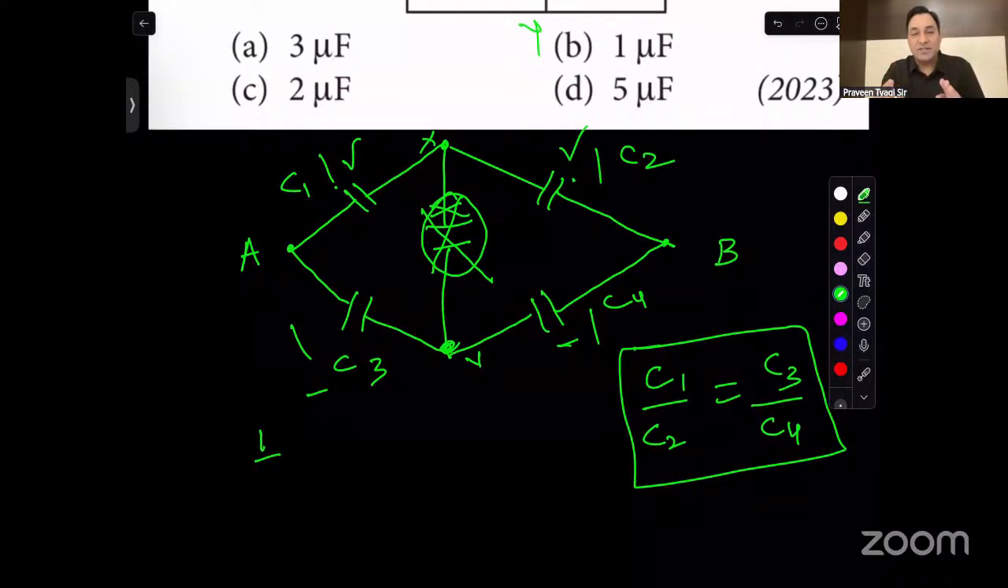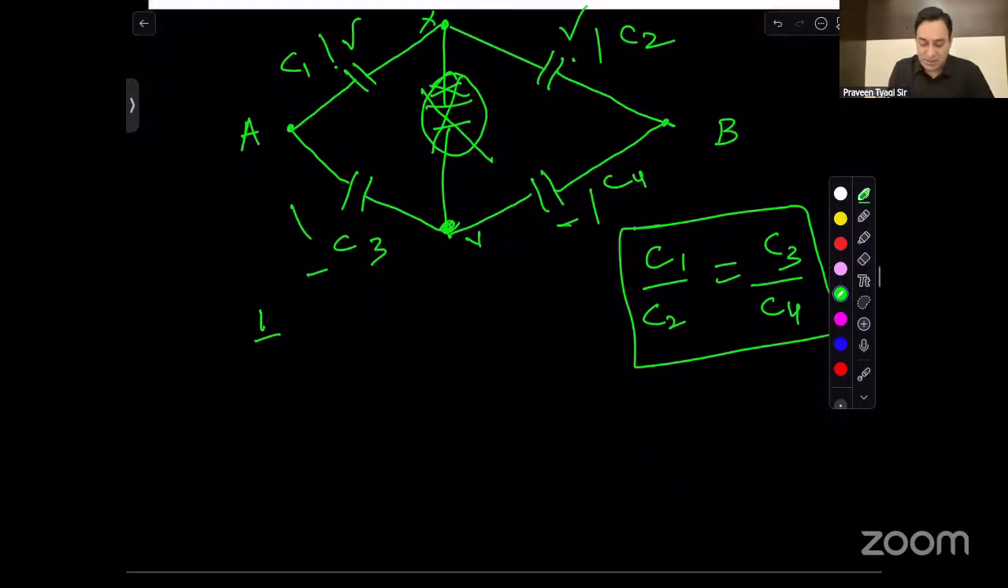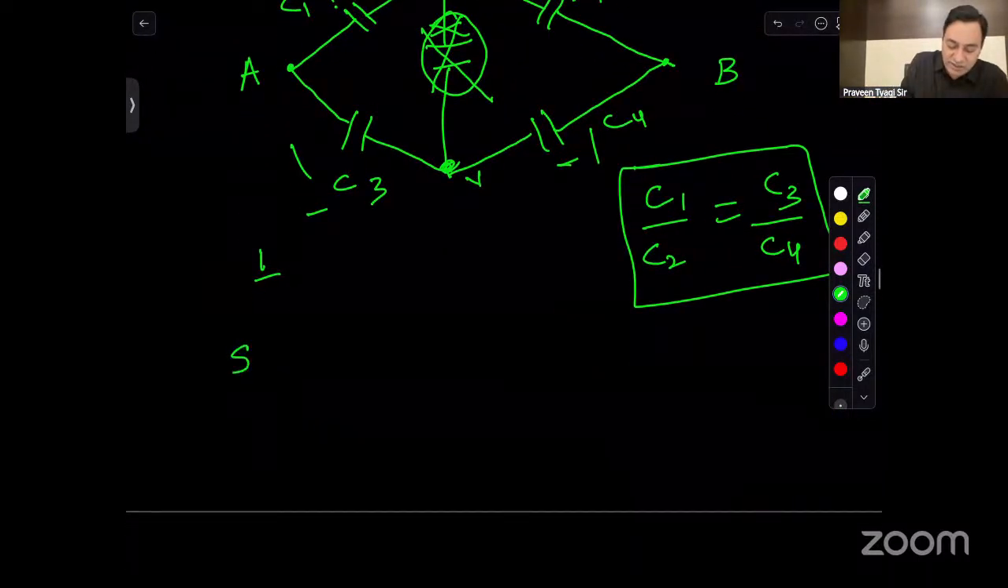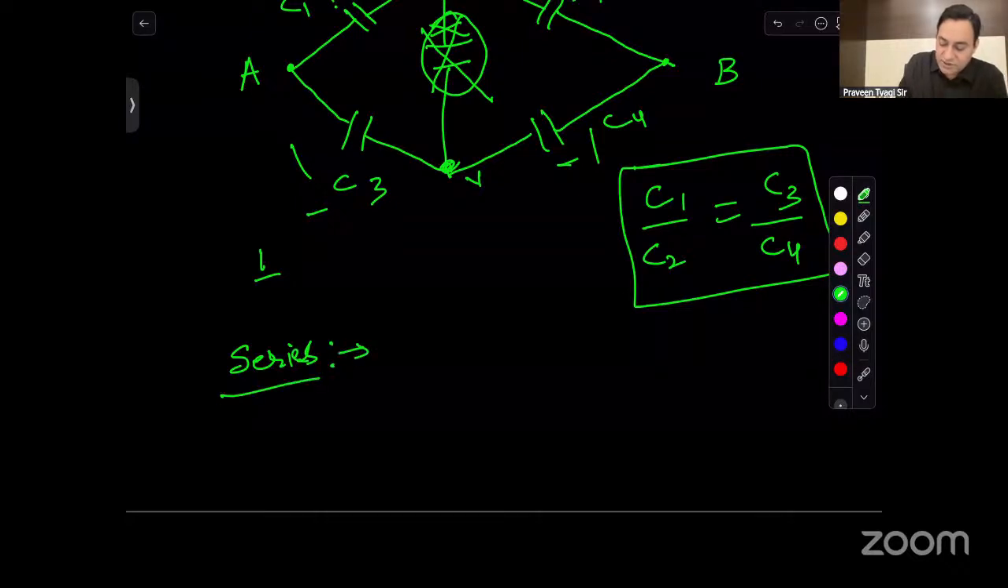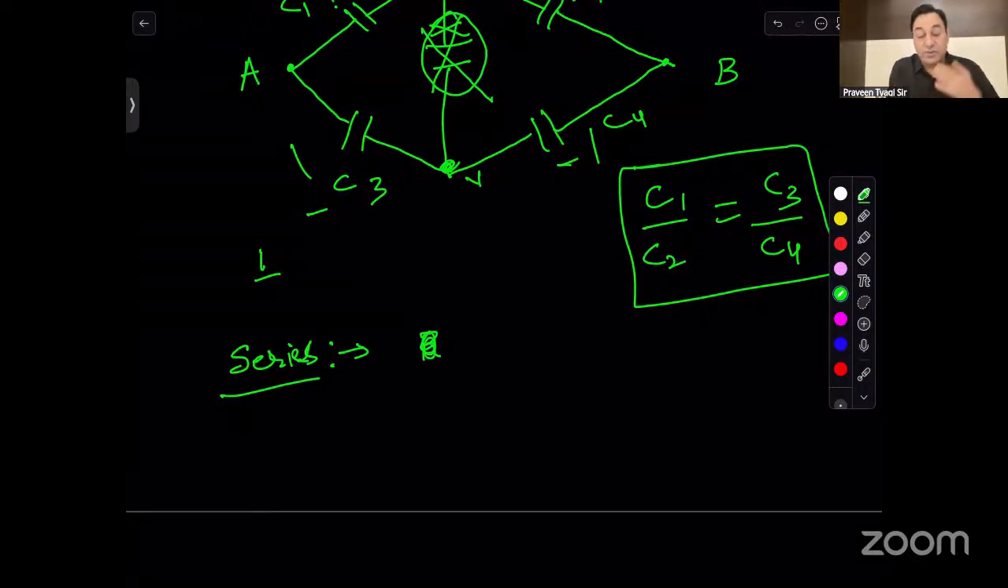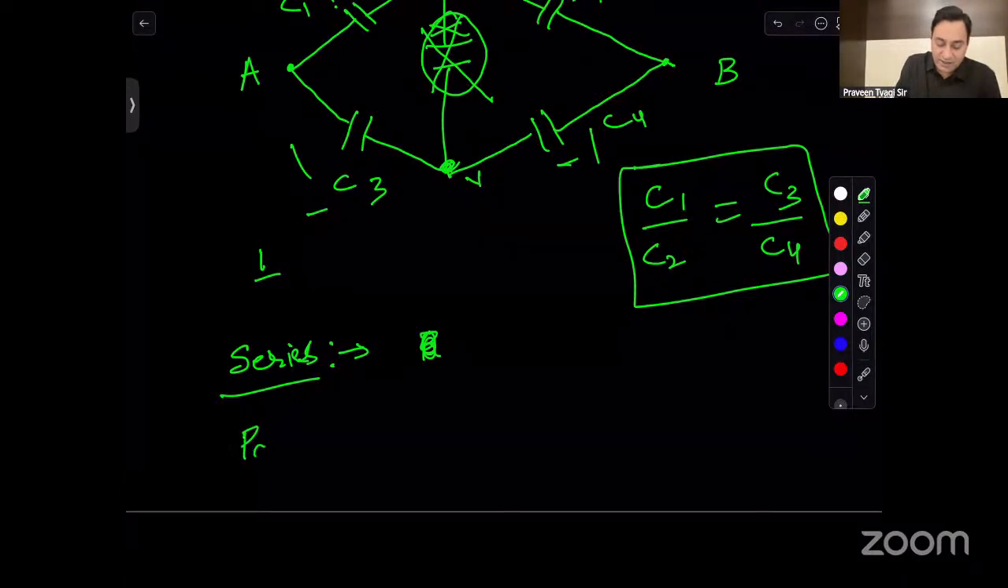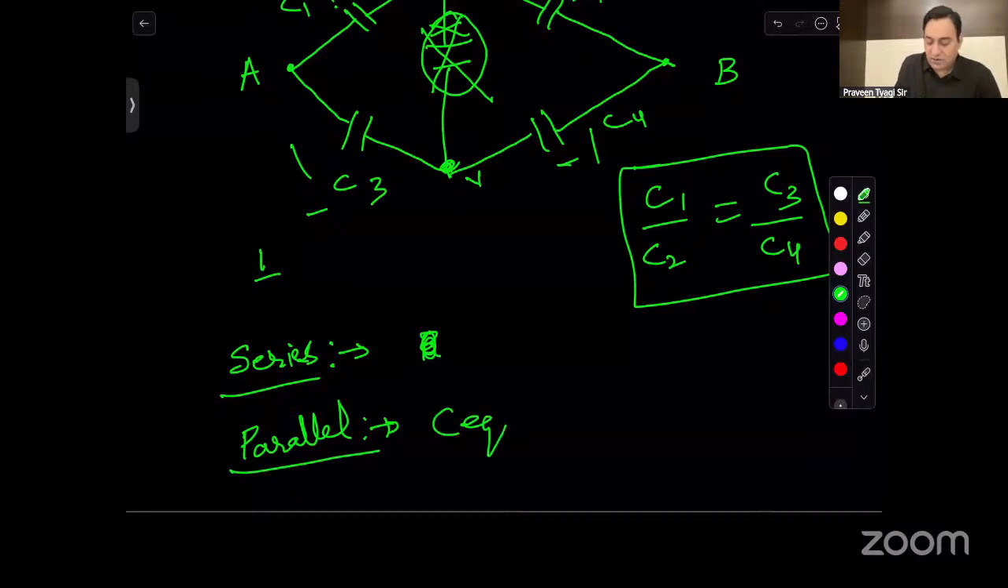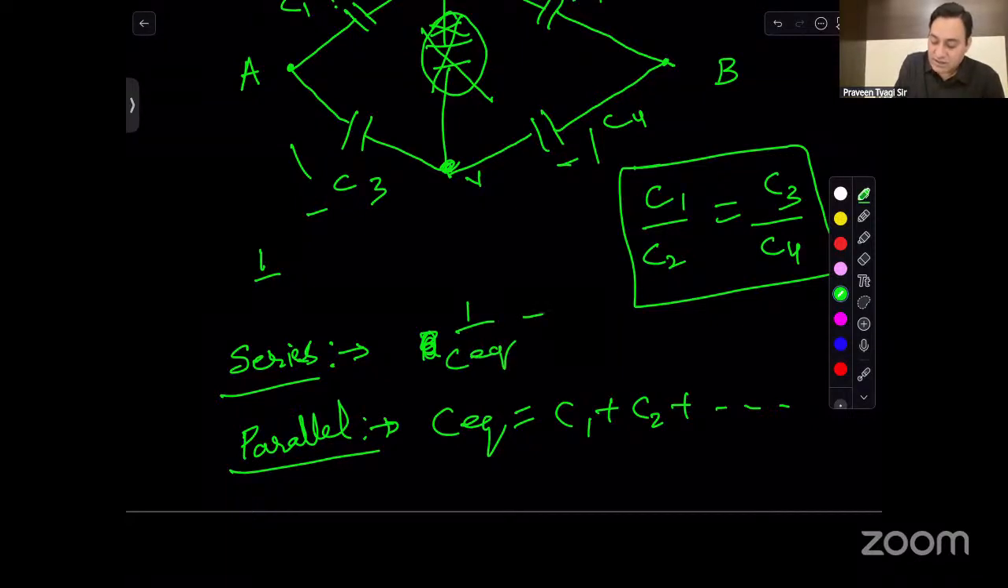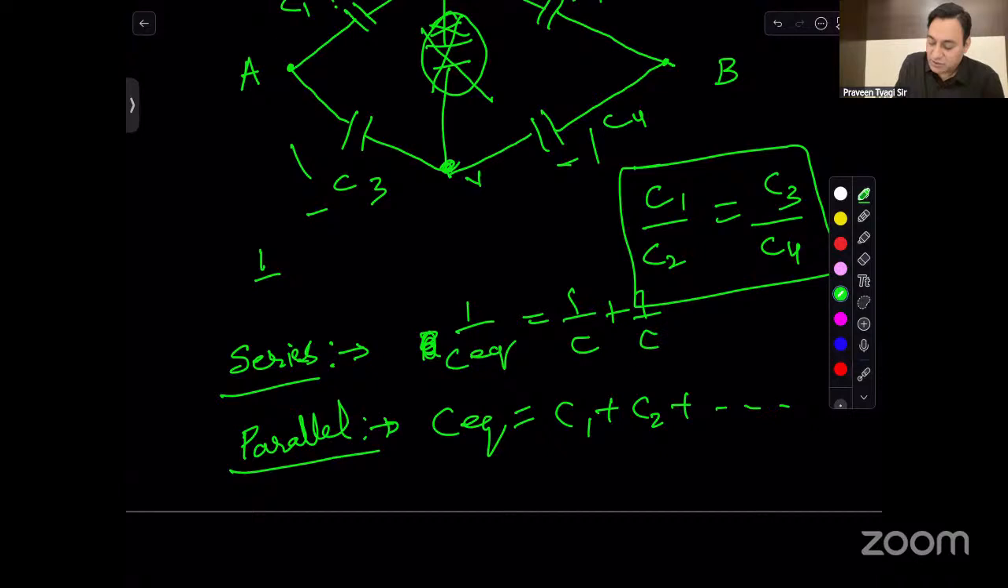In case of capacitors, the result of equivalent capacitance is this. For series combination, R equivalent used to be in resistors R1 plus R2 plus R3. Here for parallel combination, C equivalent will be equal to C1 plus C2 plus C3 and so on. For series, it will be 1 upon C equivalent is equal to 1 upon C1 plus 1 upon C2, and this will be the result.